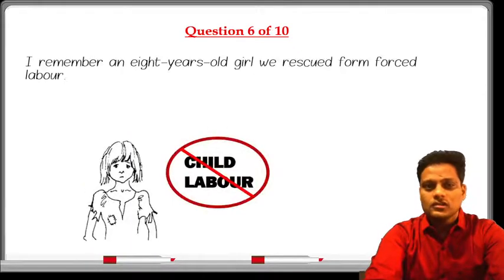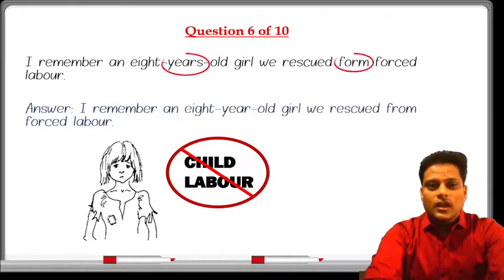Question 6. This is your question. What do you say about this? Careful. All right, here is your answer. It's never 8 years old. It's a hyphen noun. So 8-year-old. It's not 8 years old.